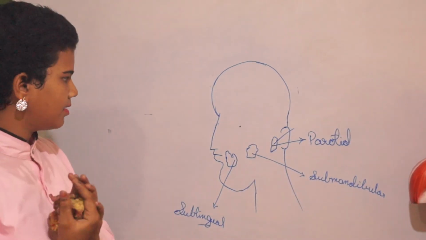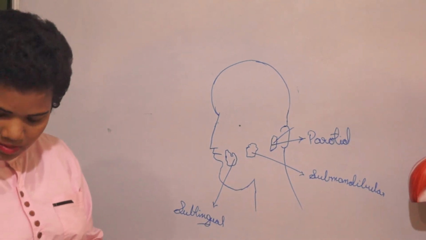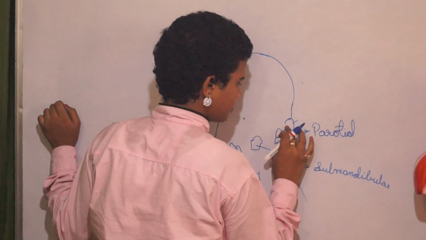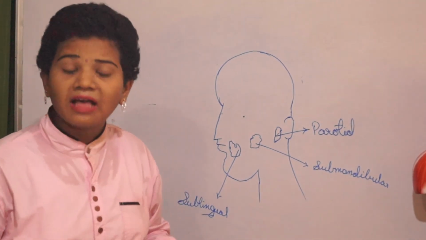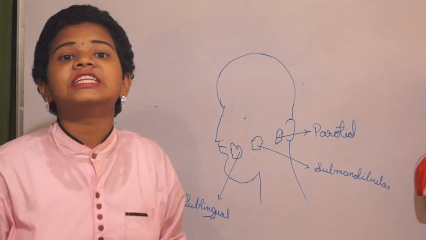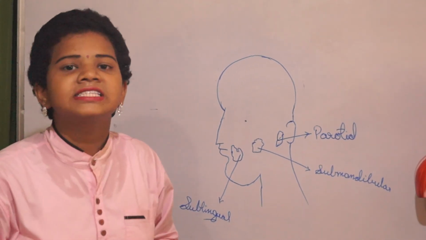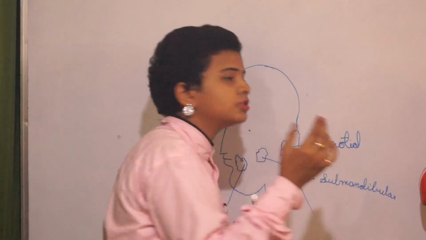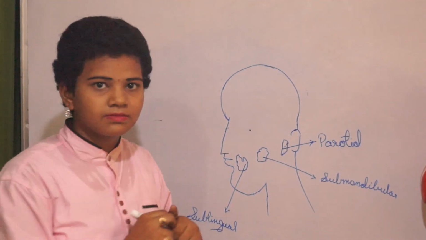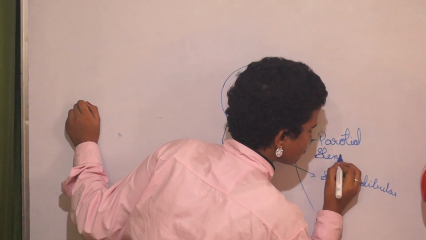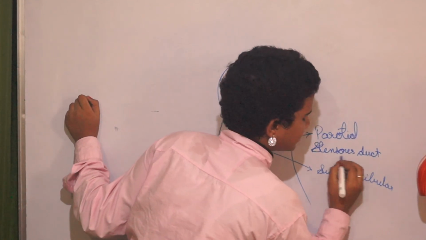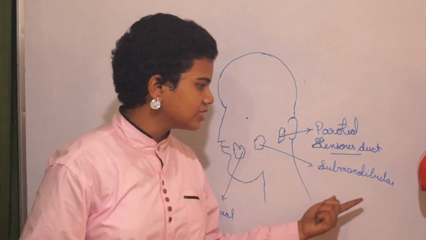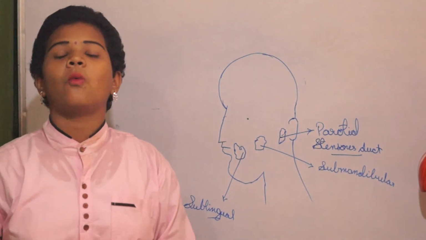Let us see. The parotid salivary gland has its own tube to pour itself, called Stenson's duct. What is a duct? Duct means nothing but tube. The parotid salivary gland has its own tube to pour itself, called Stenson's duct, meaning Stenson's tube.